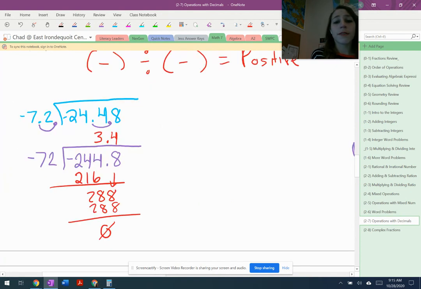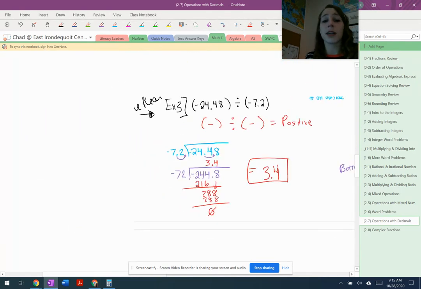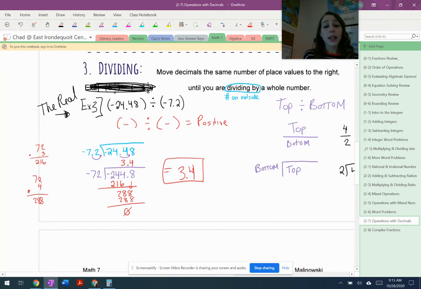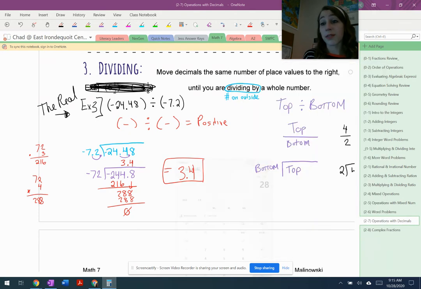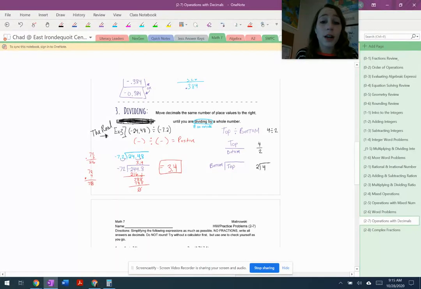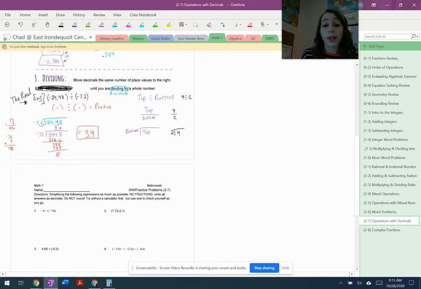So I've got a final answer of 3.4, and that is positive because we already talked about the negative divided by the negative making it positive. And that is also what I got in my calculator when I plugged it in to begin with. So good to go. Make sure you're using your calculator to check yourself as you go, and give those homework problems or practice problems a try.